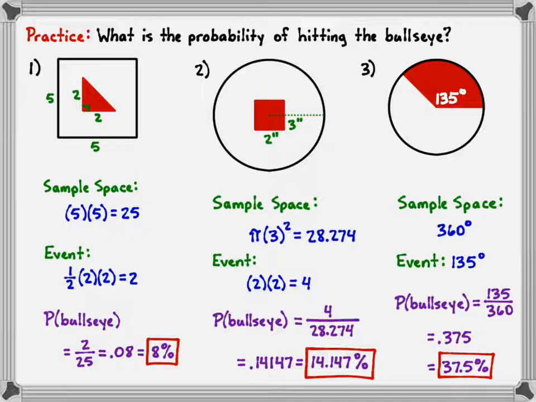But that's going back to the idea of sector area. Remember, the first thing in sector area is to figure out the portion of the circle. Well, we have 135 out of 360. If you went ahead and found the areas of the sector and the area of the circle and divided it all, we would still end up with the same probabilities.